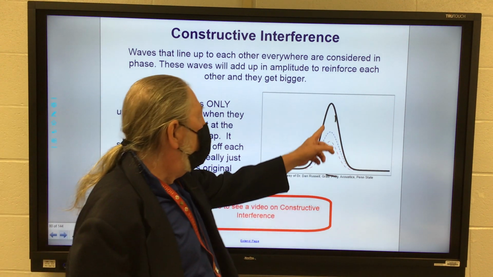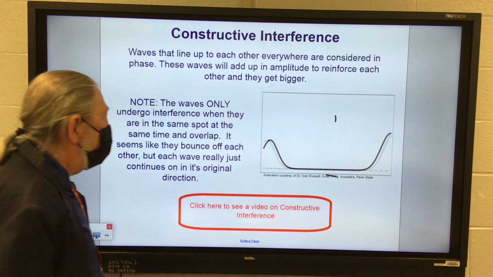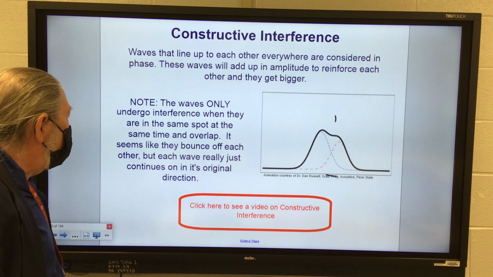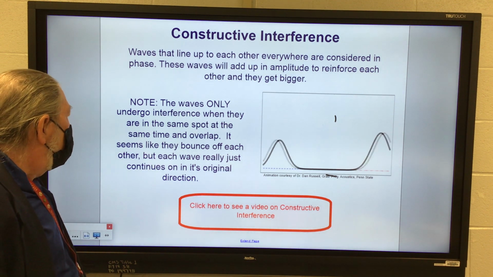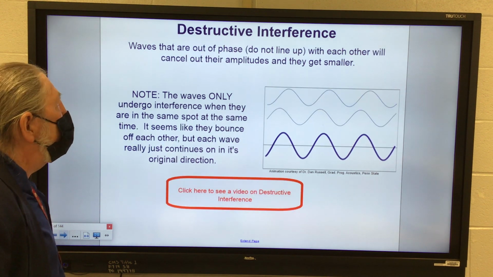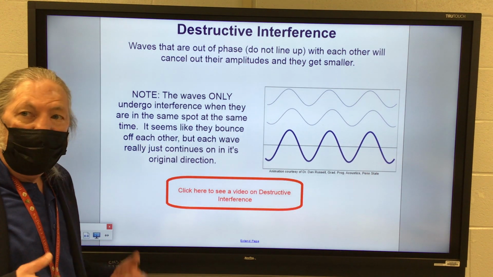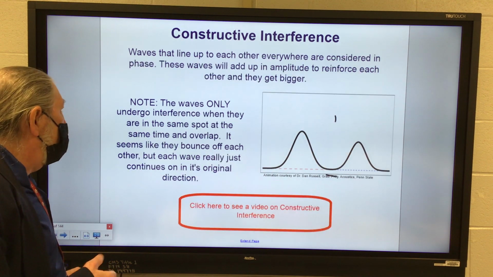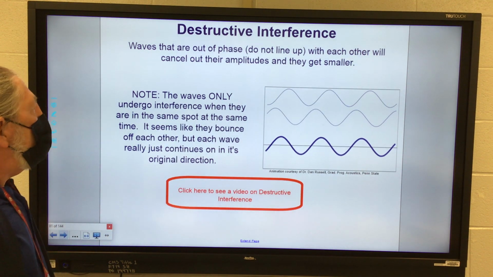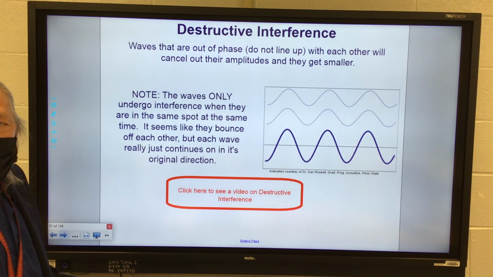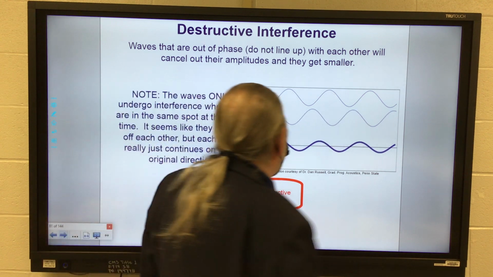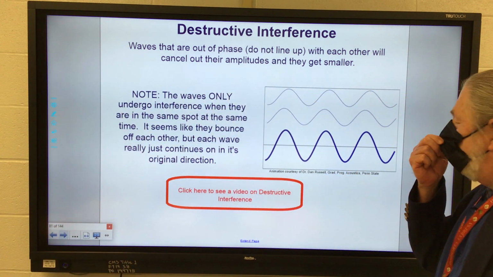Okay, note the waves only undergo interference when they're in the same spot at the same time. Look right here. Here we go. They're at the same spot at the same time. Okay, it seems like they bounce off each other, but each wave really just continues on its original direction. And now there's destructive. This was constructive. This is destructive, okay? Now, waves that are out of phase, and out of phase means they don't line up with each other, will cancel out their amplitude, and they get smaller.